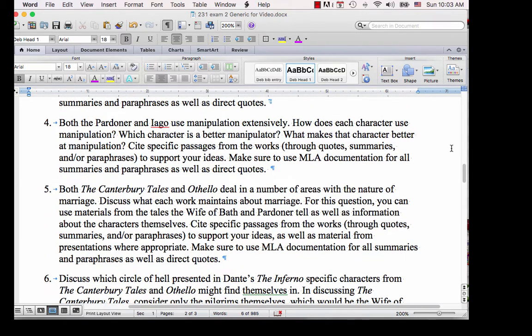Both the partner and Iago use manipulation extensively. And we talk about that in the videos, and there's discussions of it on the discussion board. How do these two characters use manipulation? And which one, in your opinion, is better at it? Now, you know from the videos that I think Iago is better at it, but I'm not necessarily right. That's just an opinion. If you think the partner is better at it, that's cool too. But do tell me what you think makes that character better at manipulation. Most of your paper should be focused on how the characters use manipulation, and then you can add at the end some thoughts on which one you think is better.